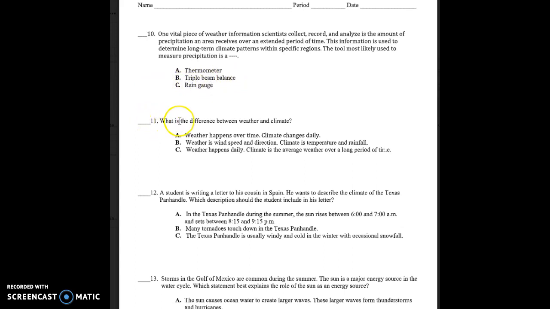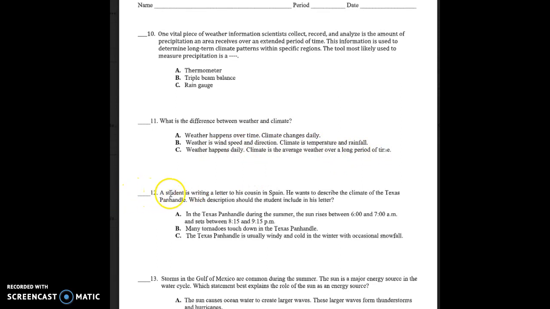Number 11. What is the difference between weather and climate? A. Weather happens over time. Climate changes daily. B. Weather is wind, speed, and direction. Climate is temperature and rainfall. C. Weather happens daily. Climate is the average weather over a long period of time.